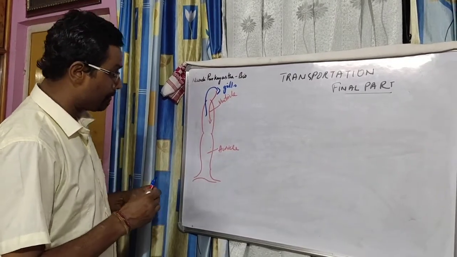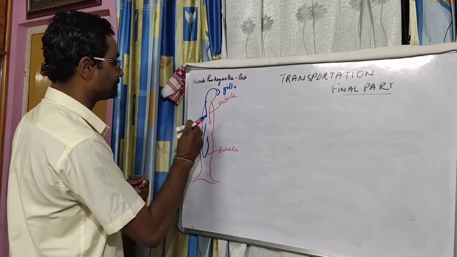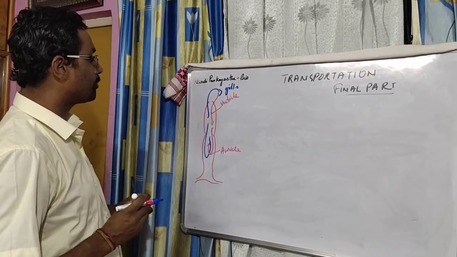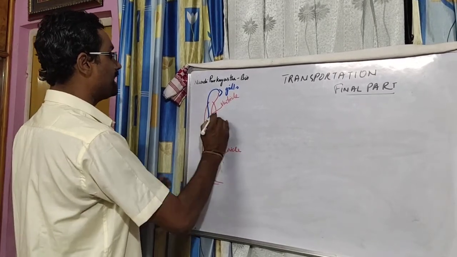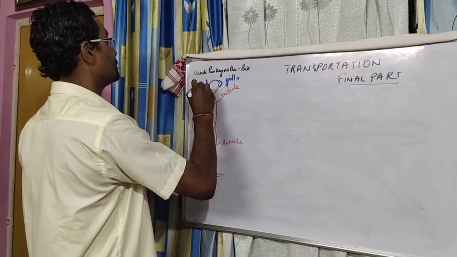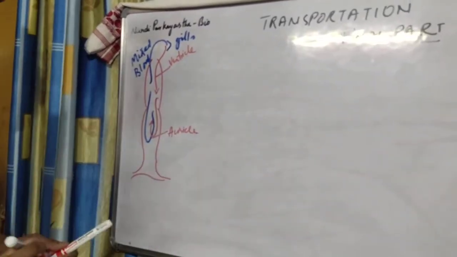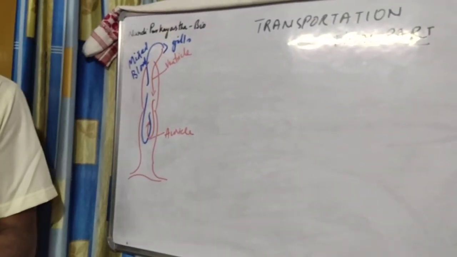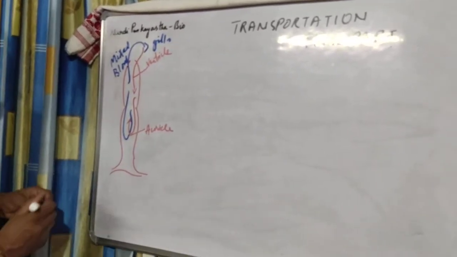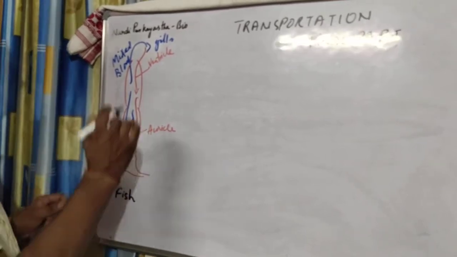Try to get the point. But what is happening here? These two types of blood are mixed up here. So ultimately, what you are finding, it circulates what type of blood? Mixed blood. That is called venous blood. Okay. This is fish. Let's come to another one.